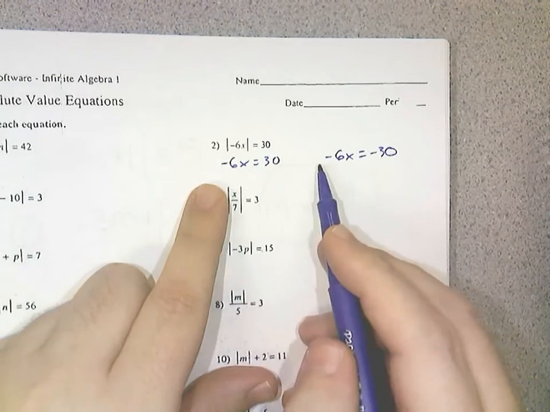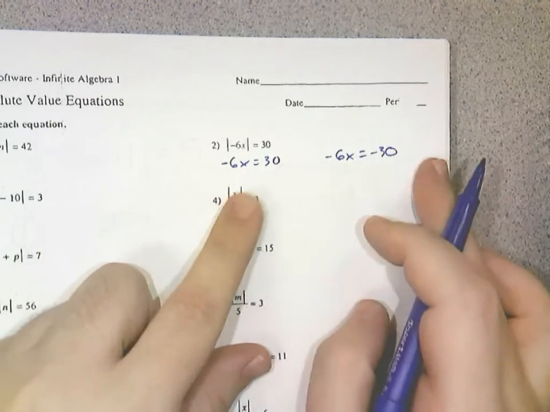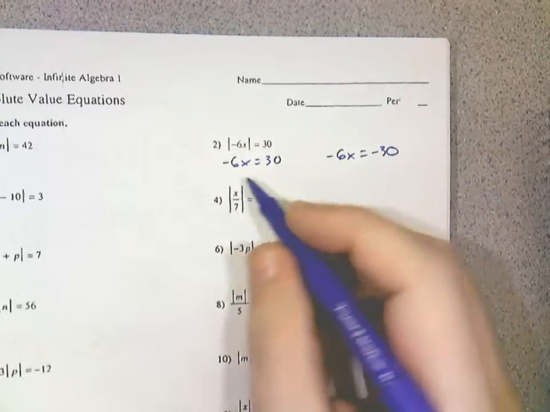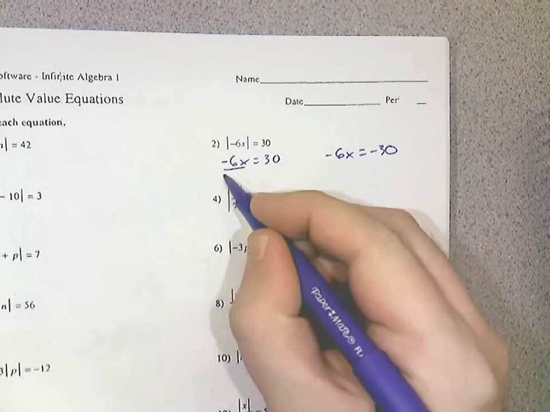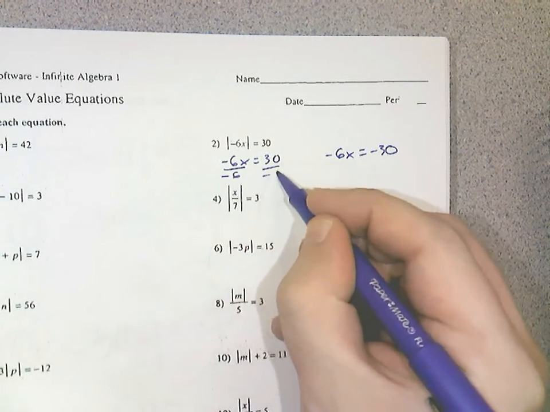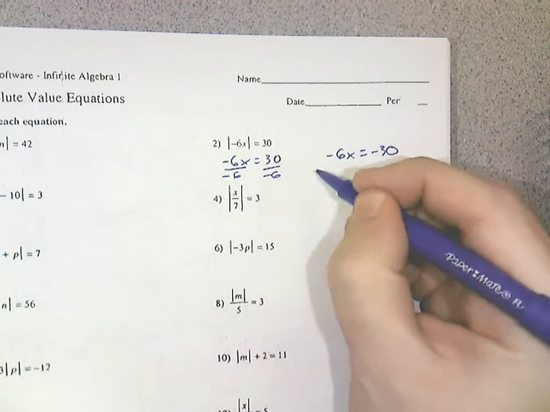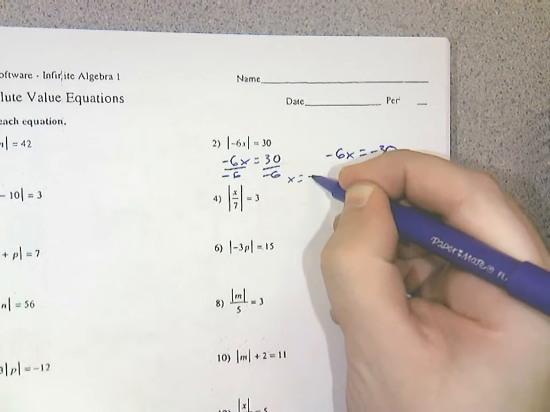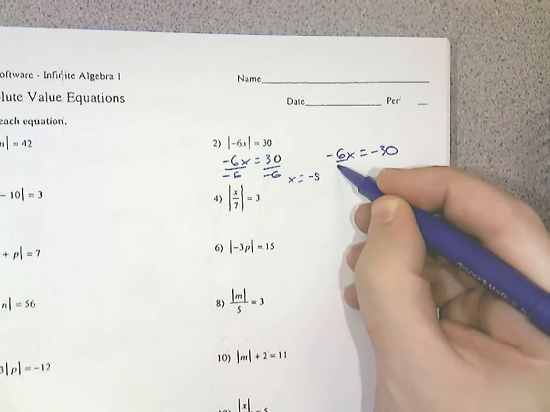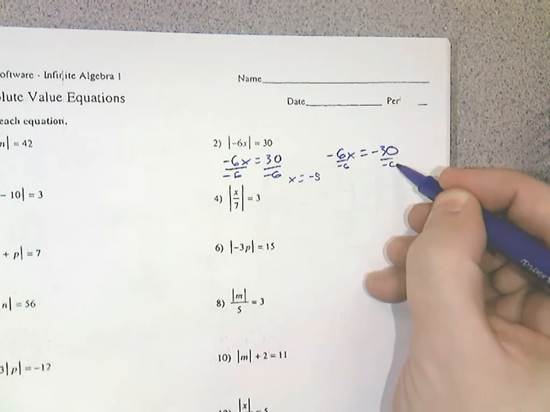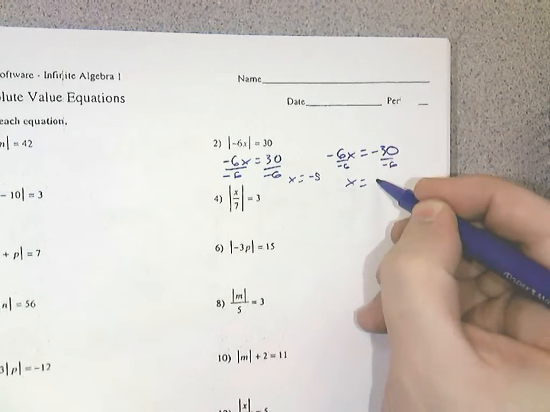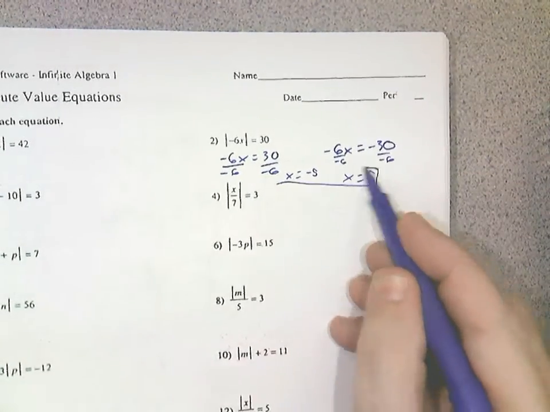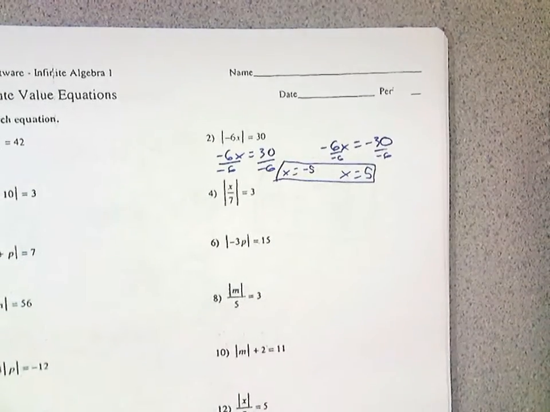So now that I split it, now I just have to solve each of these. I'm going to get two answers. Each absolute value problem should have two different answers. So when you divide by negative 6, we're going to get x is going to equal negative 5. And then when we divide by negative 6 over here, x is going to equal positive 5. And that's our answers right there: negative 5 and positive 5.